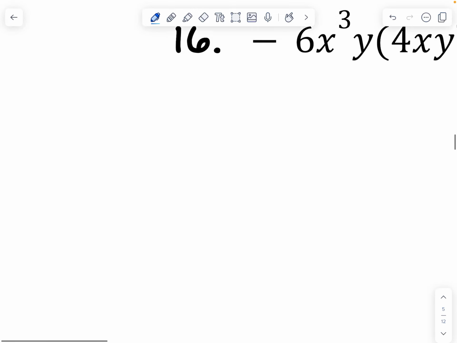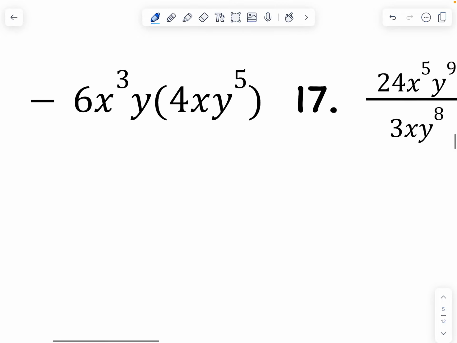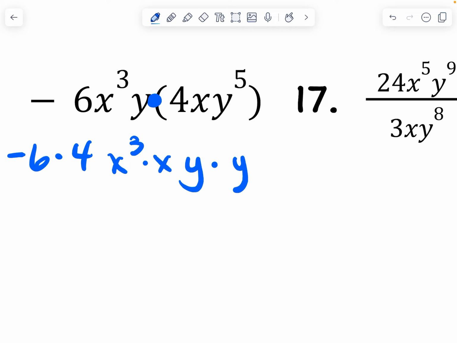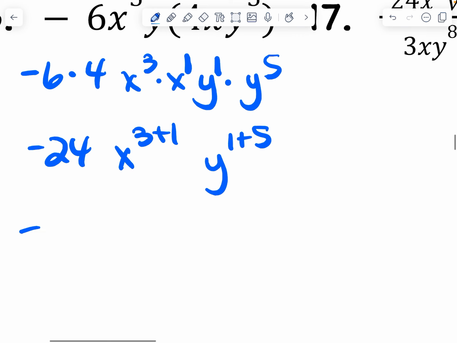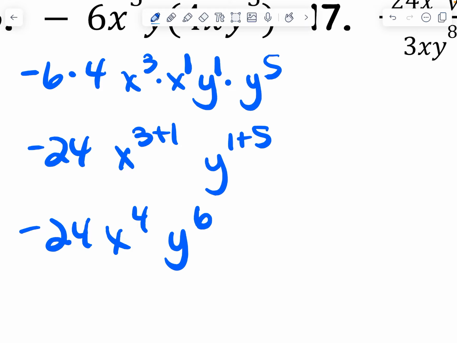Okay, now, this doesn't have a set of parentheses on this side, but that's okay, it's still multiplication. Negative 6 times 4, x to the 3rd times x, y times y to the 5th. Negative 24, remember this has an invisible 1, so 3 plus 1. Remember there's an invisible 1, so 1 plus 5. So negative 24, x to the 4th, y to the 6th.